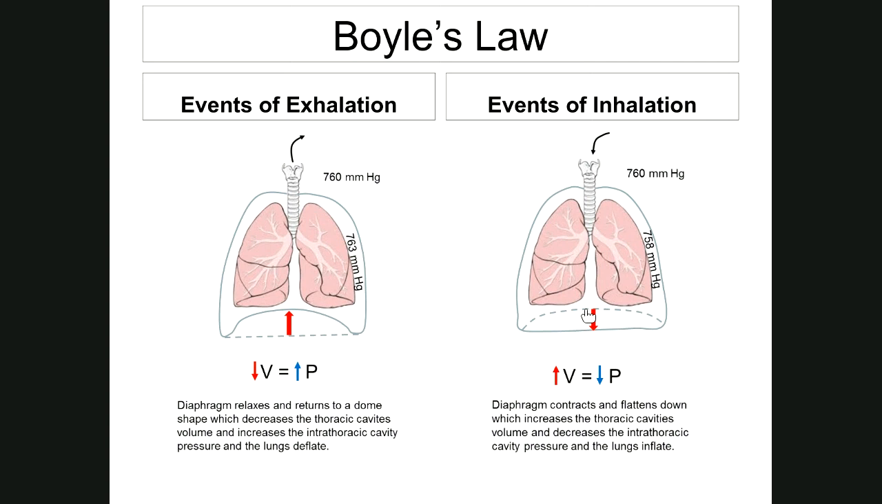So your little definition down there says diaphragm contracts and flattens down, which increases the thoracic cavity's volume and decreases the intrathoracic cavity pressure, and the lungs inflate. This is an active process. It's an active process because two muscles are contracting in order for this to occur: the external intercostals in the wall of your thoracic cavity between your ribs, and your diaphragm.